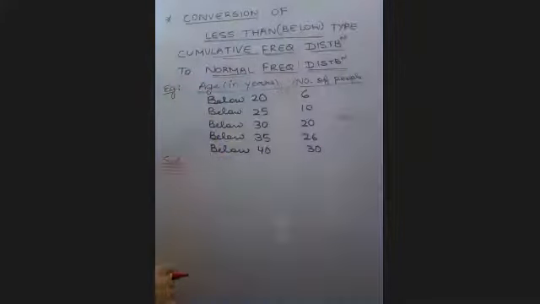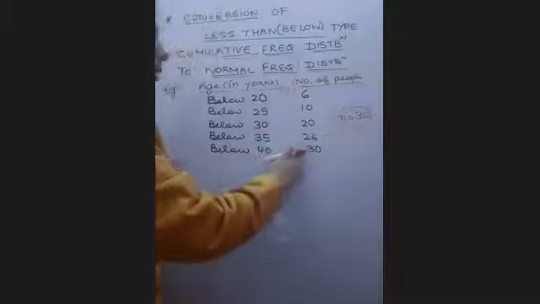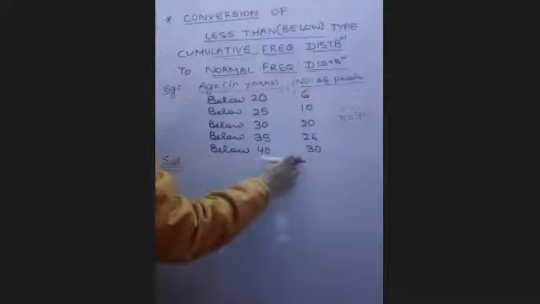It's 30. Now some students do make a mistake. They keep adding all of them and say there are these many students. No, the total number of people would be 30 because it's CF. When we write CF, the last one is the total because we are adding up, right?